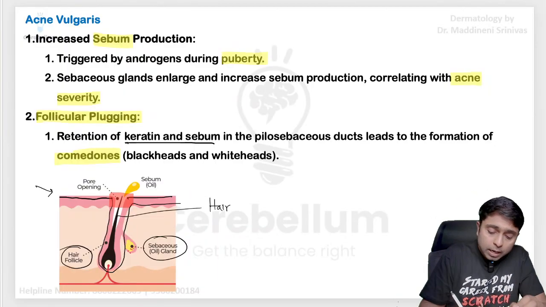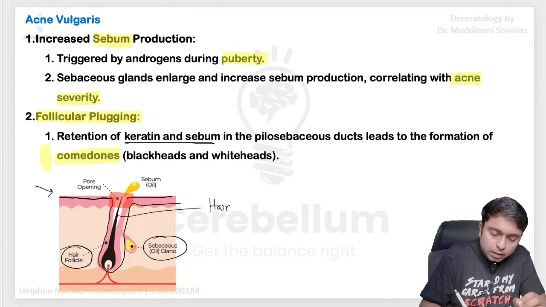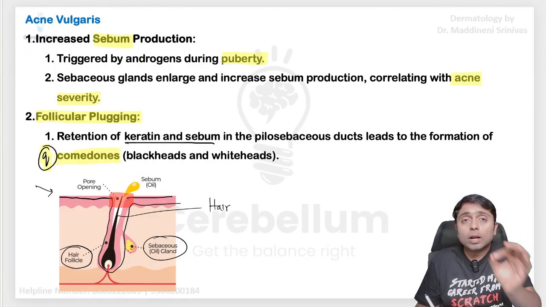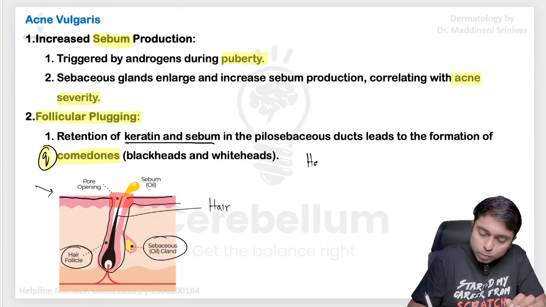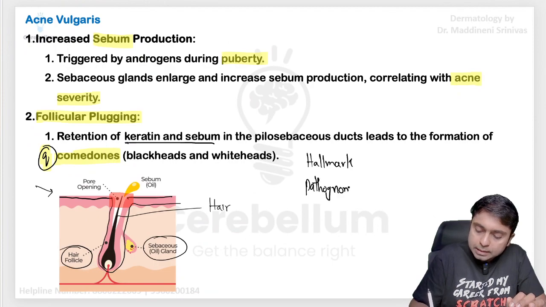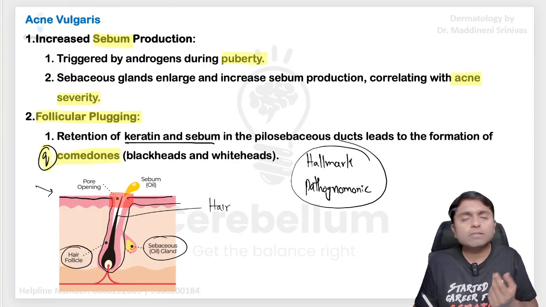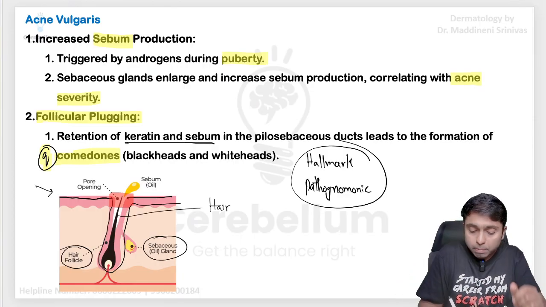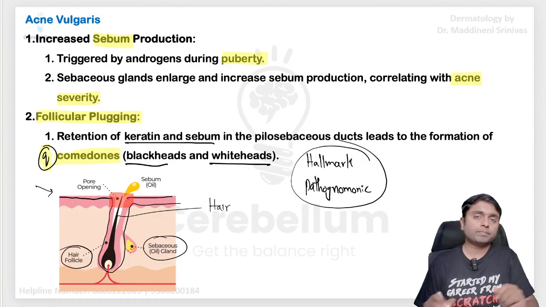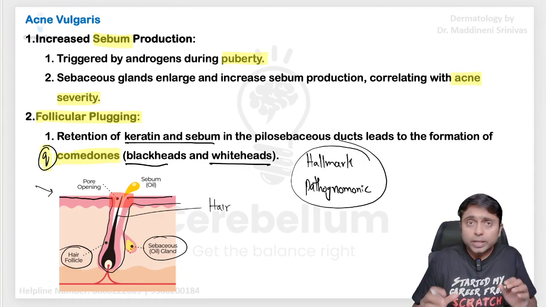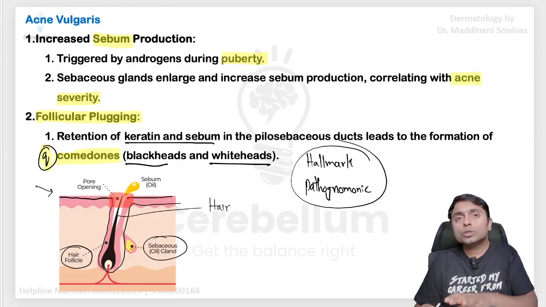Very important MCQ you can expect related to acne vulgaris. In acne vulgaris, what are the hallmark lesions or the pathognomonic lesions which you can see? If this is a question which is asked, then you can answer it as comedones. And there are two types of comedones. You might have heard it in layman terms. They are called blackheads and whiteheads. So why are they called blackheads and whiteheads? They are actually called open comedones and closed comedones respectively.